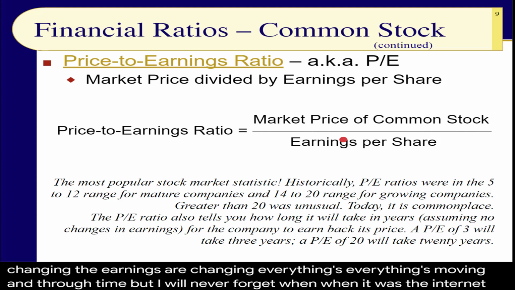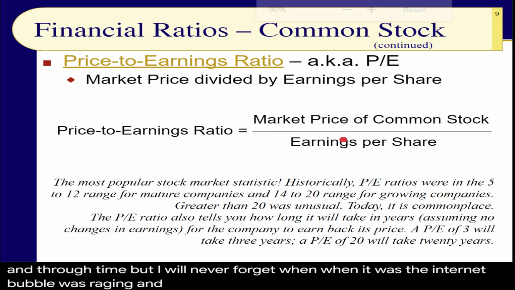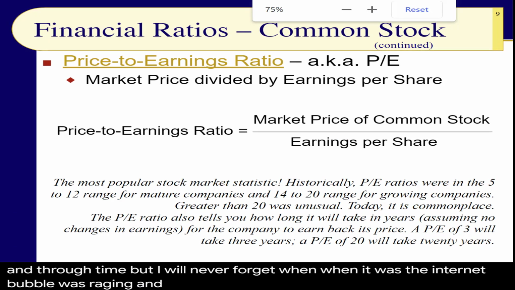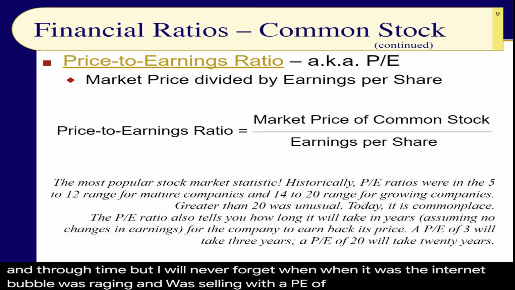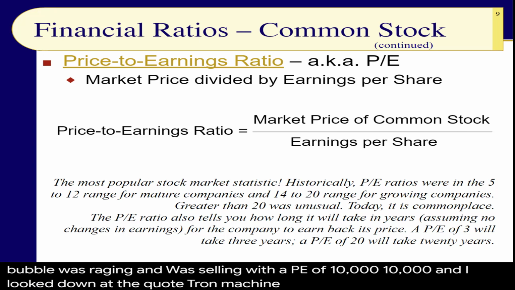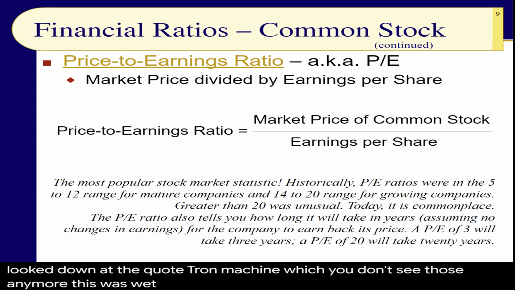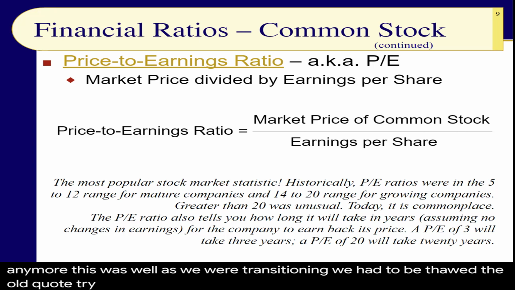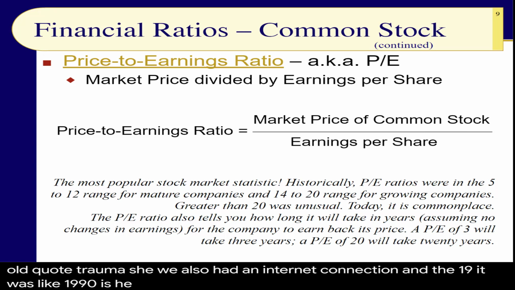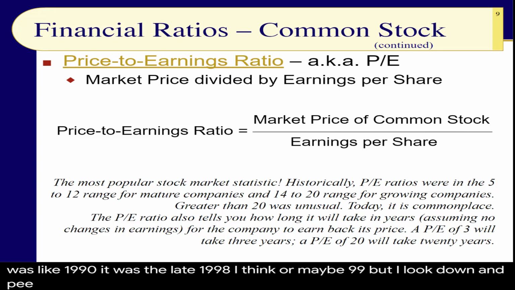But I will never forget when the internet bubble was raging, and eBay was selling with a PE of 10,000. 10,000. And I looked down at the Quotron machine, which you don't see anymore. This was as we were transitioning. We still had the old Quotron machine, but we also had an internet connection. It was the late 1998, I think, or maybe 99. But I looked down and eBay's PE was 10,000. And I thought, okay, this isn't going to continue for much longer.